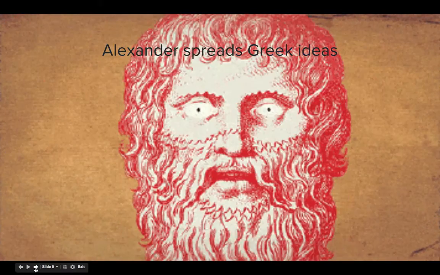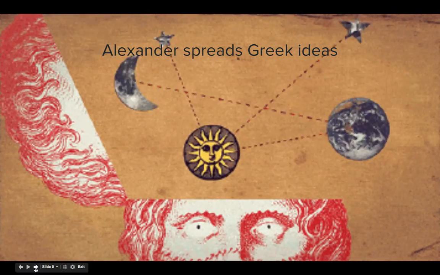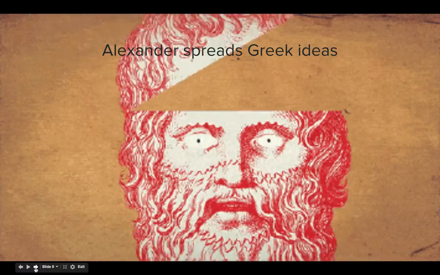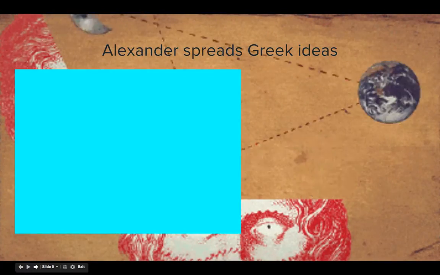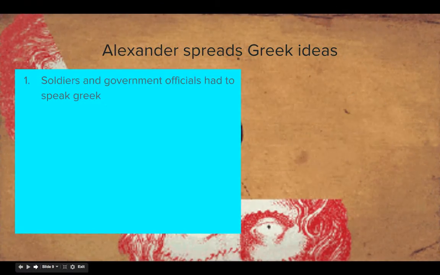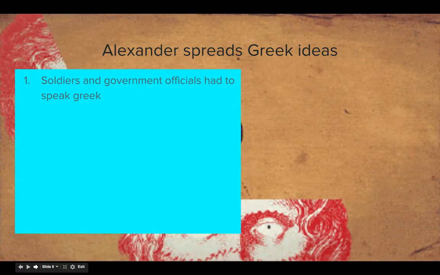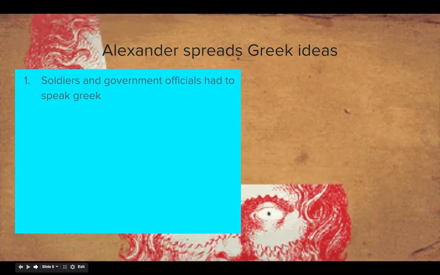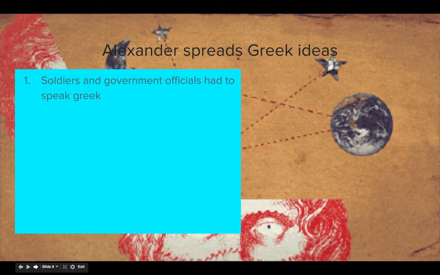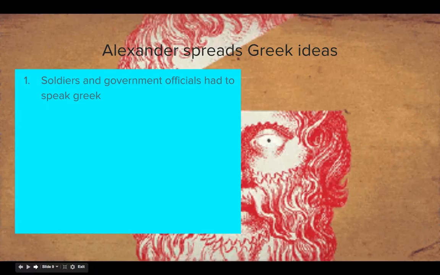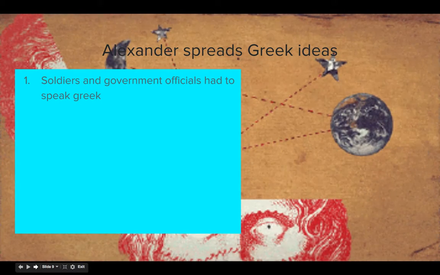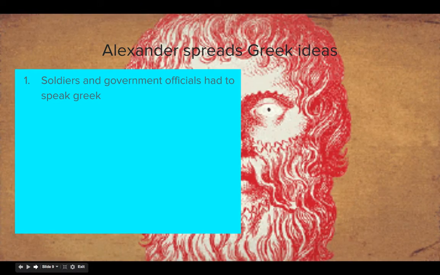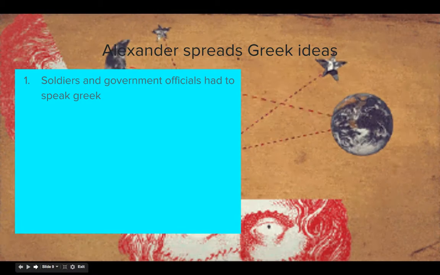Let's take a deeper look at how Alexander spreads Greek ideas to the areas that he conquers. So what we have here is a couple of different things. One of the things is that government officials and soldiers had to speak Greek. So if they were Persian or whatever, you had to speak Greek if you were going to be really in charge of one of the areas that Alexander the Great conquered.